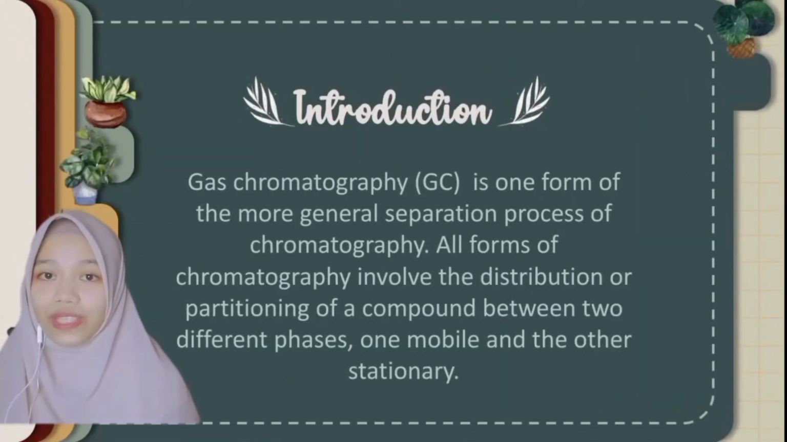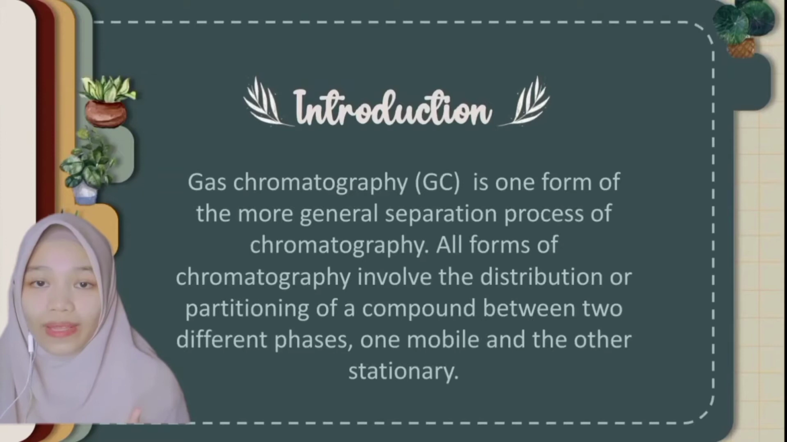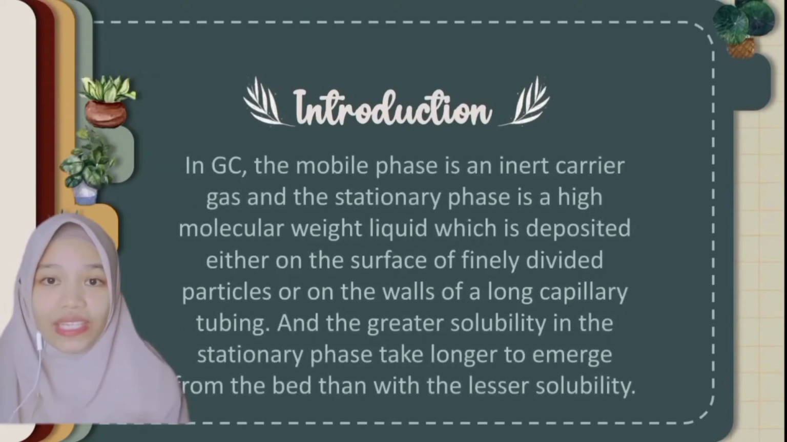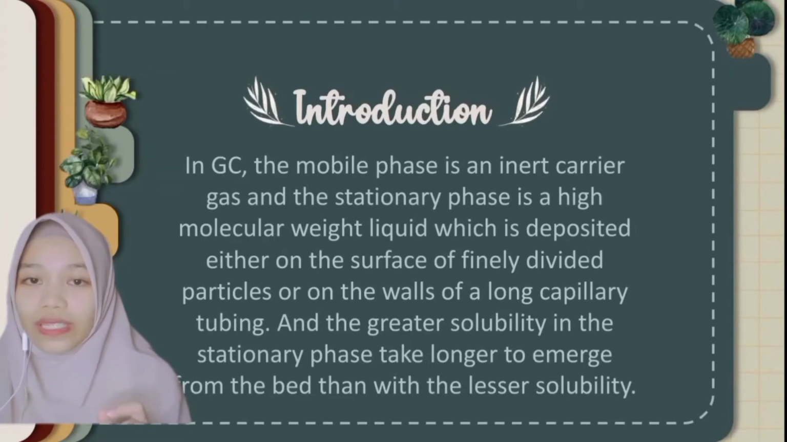Introduction. Gas chromatography (GC) is one form of the more general separation process of chromatography. All forms of chromatography involve the distribution or partitioning of a compound between two different phases, one mobile and the other stationary. In GC, the mobile phase is an inert carrier gas, and the stationary phase is a high molecular weight liquid which is deposited either on the surface of finely divided particles or on the walls of a long capillary tubing. Compounds with greater solubility in the stationary phase take longer to emerge from the bed than those with lesser solubility.